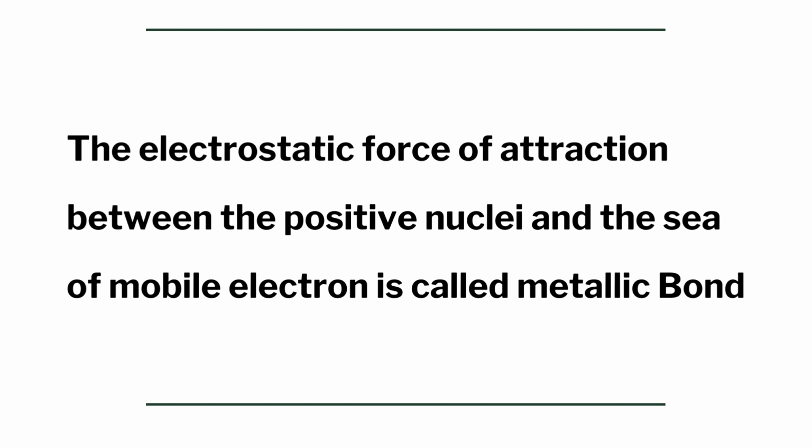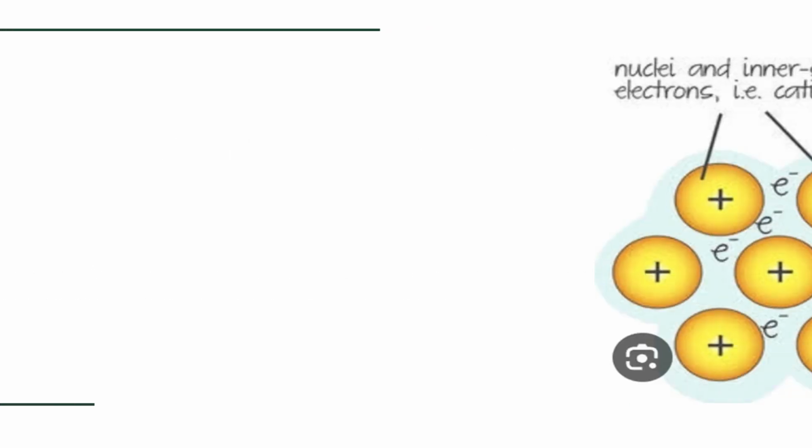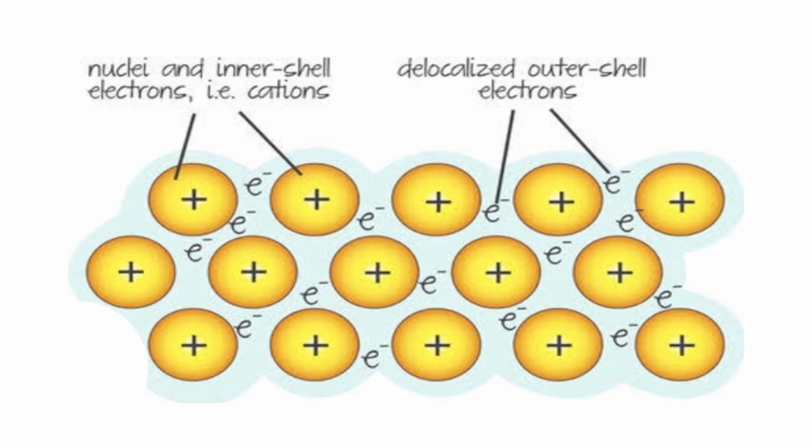So we can see in the diagram here the positive nuclei, and there are electrons in between one positive nucleus and the other. So we see the electrons moving freely, that is mobility, moving freely in between them.